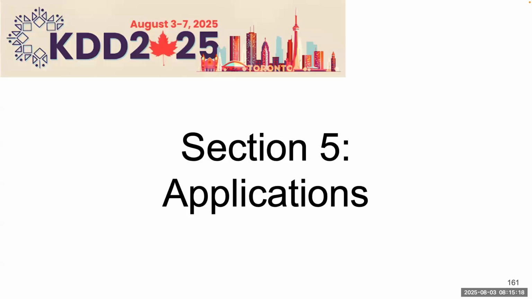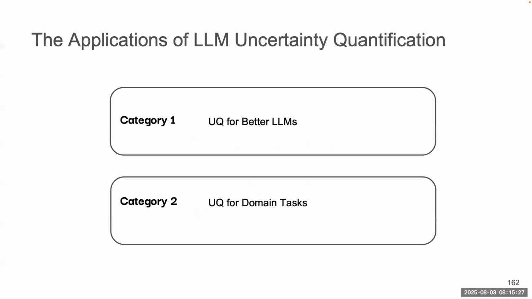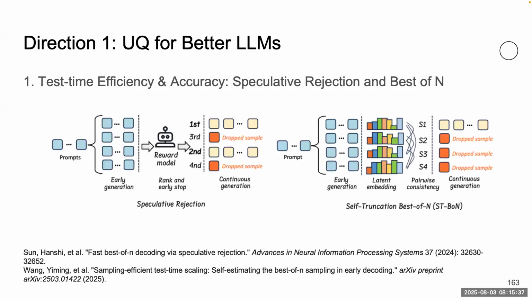Okay, then let's move on to the applications. After we quantify the uncertainty, what we usually want goes in two directions, right? You want better language models, or you want it for your domain tasks. The first direction, like I said, is for better LLMs. You can think about uncertainty quantification as a test time scaling procedure. It can improve your test time accuracy or efficiency. Those two methods are speculative rejection and best of n.